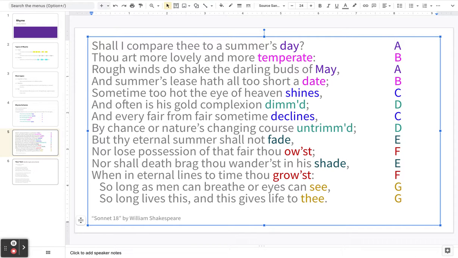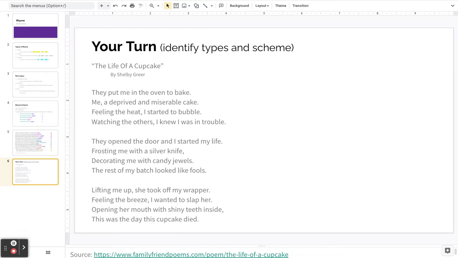So this next one is going to be your turn. I'm going to hopefully have you pause and try to identify the types and scheme of this poem. So pause. All right, so hoping that you paused and you did a little bit of work to see your identifications.